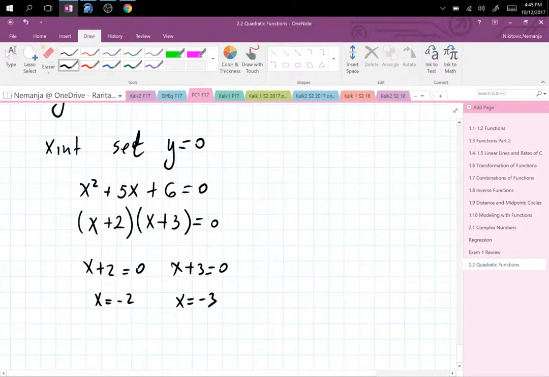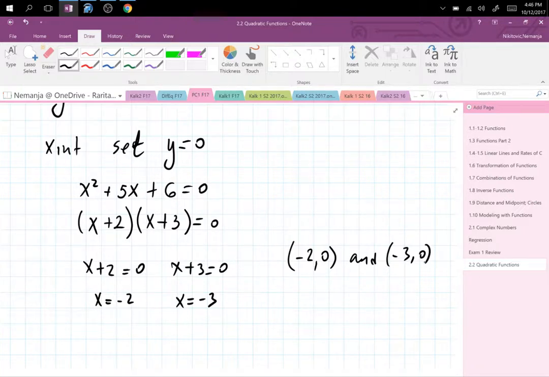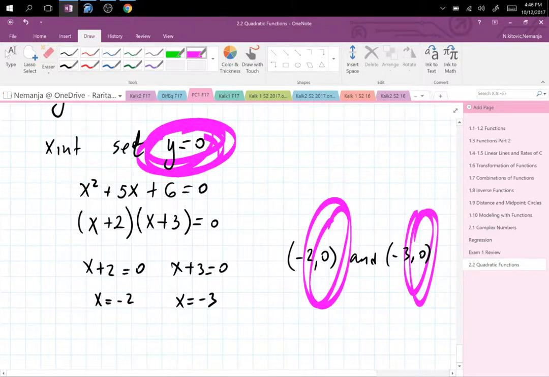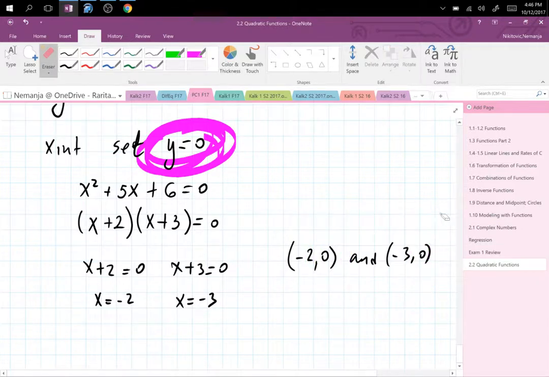So what are the two x-intercepts? Negative 2, 0 and negative 3, 0. Please note, guys, that these intercepts are points. They're on the axis. And also make the connection. You are forcing y to be 0. You better have both y coordinates be 0. One more time, this calculation forces y equals 0. Therefore, your points at the end better have zeros in the y locations.